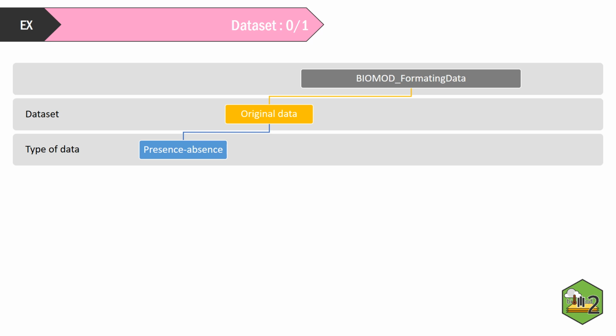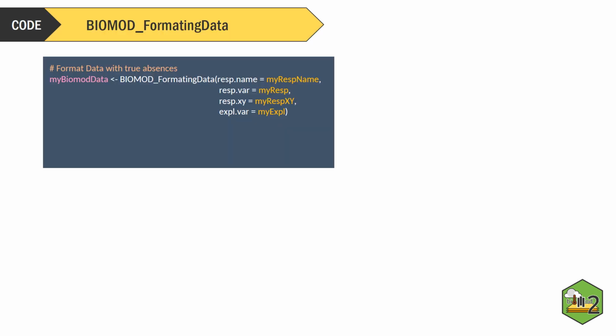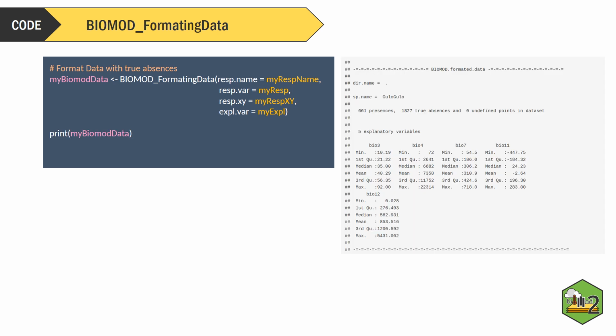Now, let's go back to our gulo example and start with the simplest case with presence-absence data. Here, we provide the biomod formatting data function with a species name, a vector containing 0 or 1 values, the corresponding x and y coordinates of those points, and a raster object containing environmental variables matching the relevé extent. If you print your output data, you will have a resume of the information you provided. That is your species name, the number of presences, true absences, and undefined points, as well as a summary of your explanatory variables.